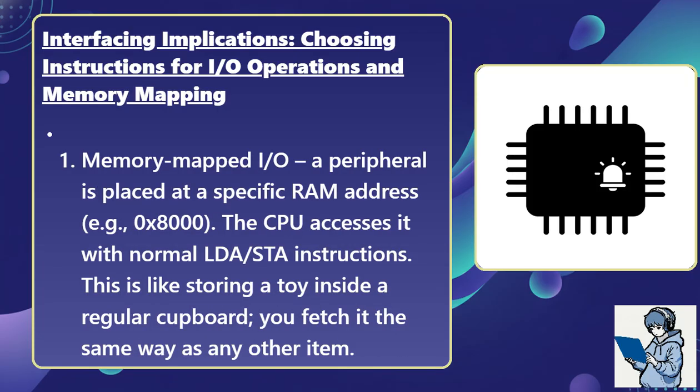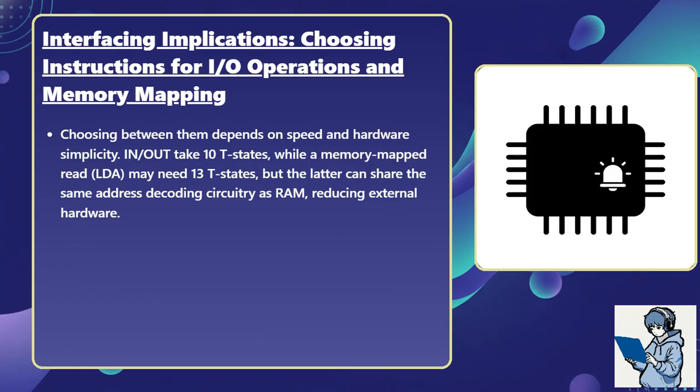2. Memory mapped I/O. A peripheral is placed at a specific RAM address, for example 8000H. The CPU accesses it with normal LDA/STA instructions. This is like storing a toy inside a regular cupboard. You fetch it the same way as any other item. Choosing between them depends on speed and hardware simplicity. IN/OUT take 10 T-states, while a memory-mapped read, LDA, may need 13 T-states, but the latter can share the same address decoding circuitry as RAM, reducing external hardware.